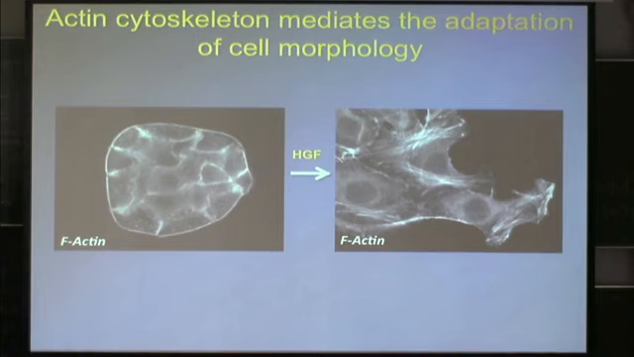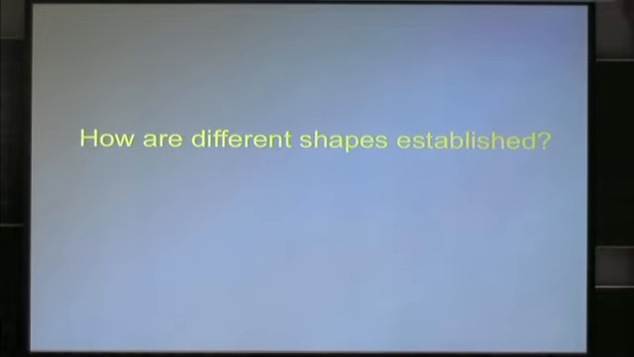And then obviously after hepatocyte growth factor stimulation, we have completely different structures. All of a sudden, some protrusive structures, some linear fibers, which I will explain later what they are. So this dramatic change is really important to adapt a different cell behavior. So how are those different shapes established?